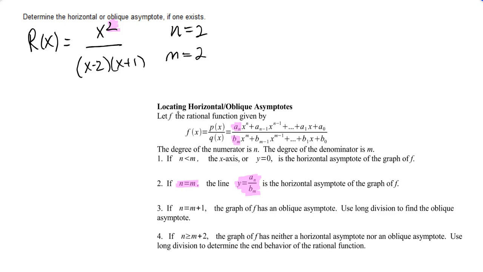So for our example, the highest degree term is this x squared, and we're going to have a coefficient of 1 here. And both of these have a coefficient of 1, and 1 times 1 is 1. So our leading coefficient, or our a sub n, for the numerator will be 1, and our b sub m, our leading coefficient for the denominator, will be 1 as well. So our horizontal asymptote is the line y equals 1.